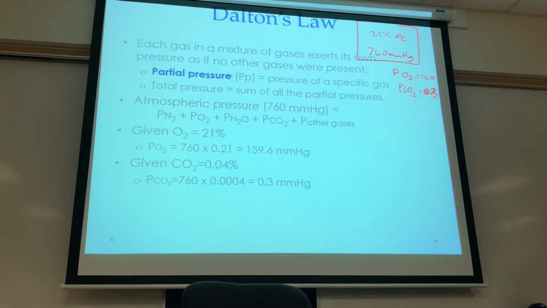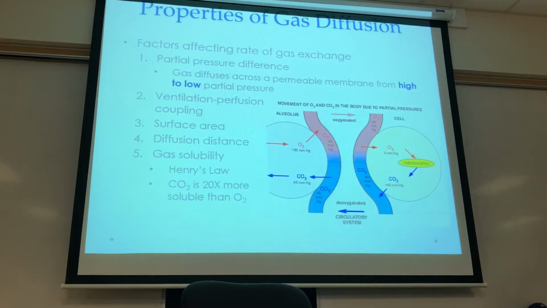So what we're going to be doing in looking at Dalton's law is to look at how external respiration is going to take place. How does gas exchange occur? And what we need to do is to take a look at the factors that affect the rate of gas exchange. And these are going to employ the same principles that we already learned, just tied into pressure. Partial pressure difference is looking at the movement of a gas that can diffuse across a permeable membrane from a high to a low partial pressure. Just like you learned in a cell.